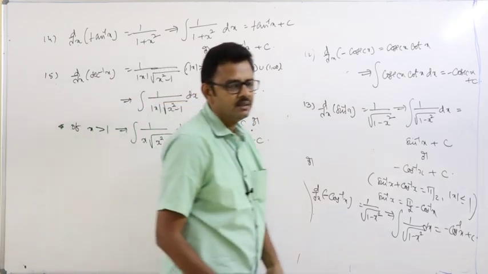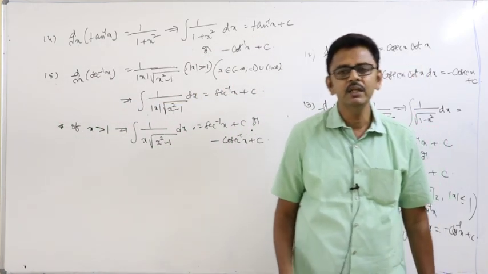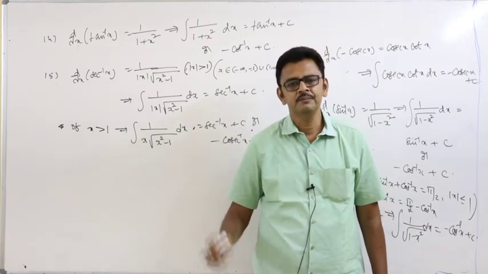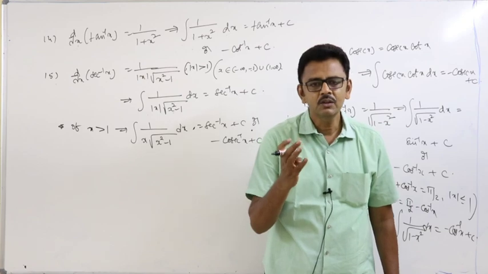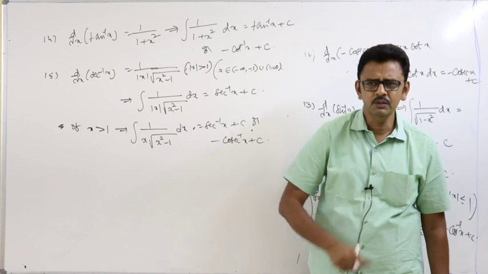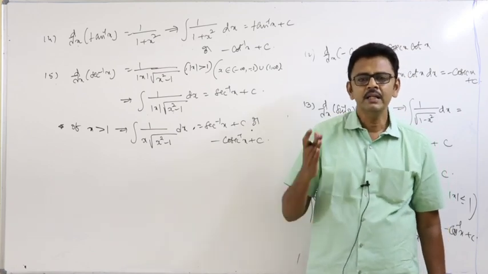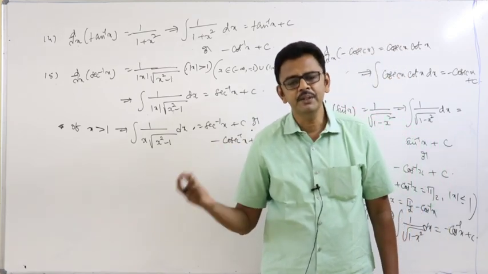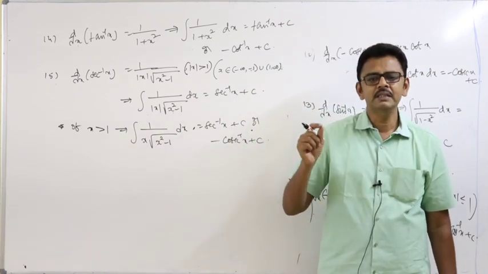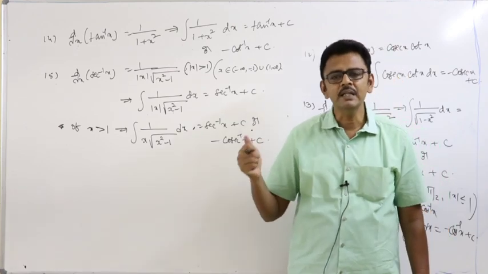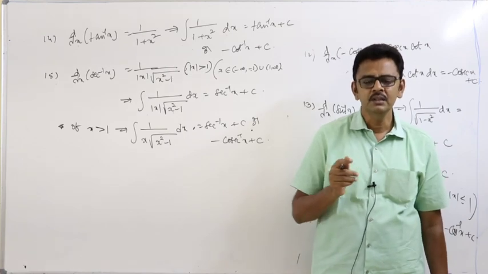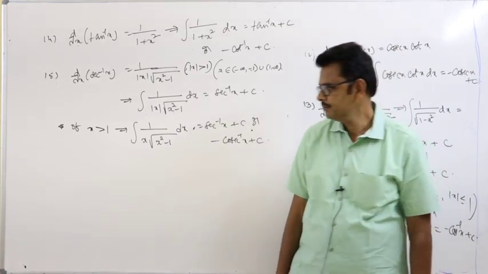Sin inverse x plus cos inverse x is equal to pi by 2, where mod x is less than or equal to 1. The domain of sin inverse x here is minus 1 to 1. Like tan inverse x plus cot inverse x equals pi by 2 if x belongs to R. Cosecant inverse x plus secant inverse x is equal to pi by 2 if mod x is greater than or equal to 1. These are all the properties in inverse trigonometric functions.